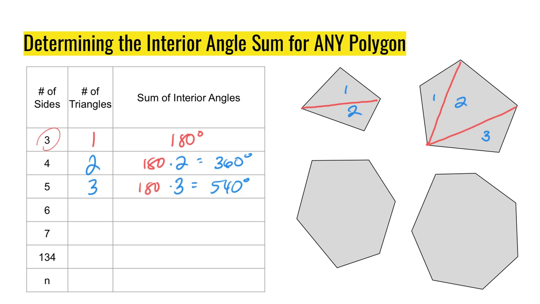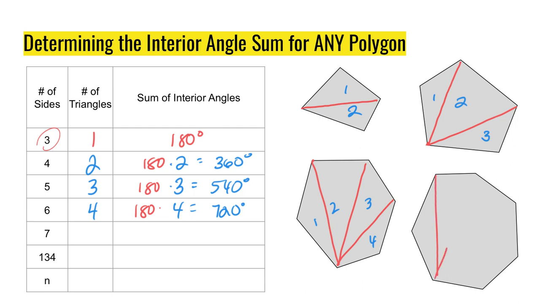Let's continue with the hexagon. I'm going to go again from 1 vertex. I can draw 3 diagonals through the middle, creating 1, 2, 3, 4 triangles. 4 triangles times 180 degrees each creates 720 total degrees. Lastly, with this heptagon, or sometimes it's called a septagon, I can draw 1, 2, 3, 4 diagonals right there for 1, 2, 3, 4, 5 triangles.